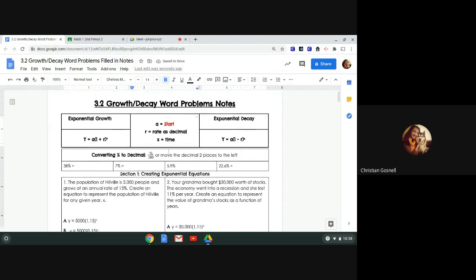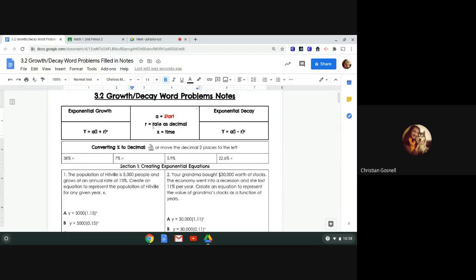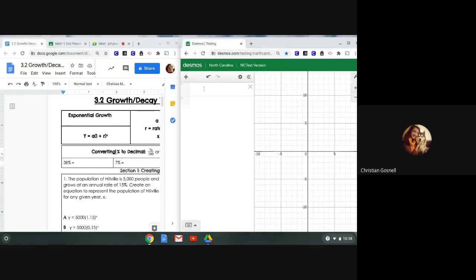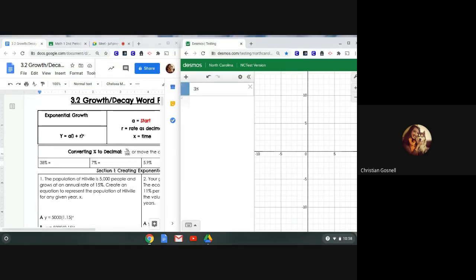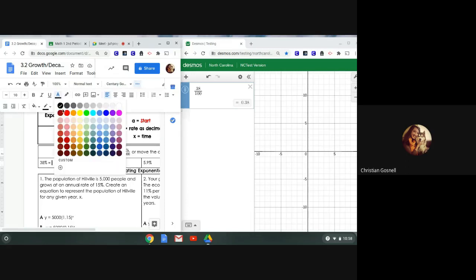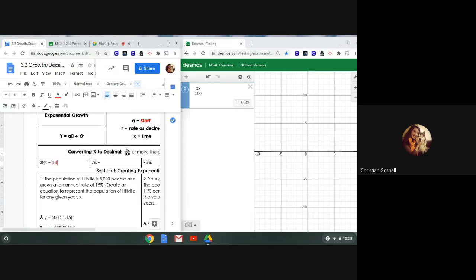All right, a quick review on converting. Since we are dealing with rates as decimals, we want to be able to convert a percent to a decimal. Anytime you want to do that, just divide the percent by 100, or move your decimal 2 places to the left. Notice 38%: if you take 38 and divide it by 100, that gives you 0.38. Same with 7%: 7 divided by 100 is 0.07.